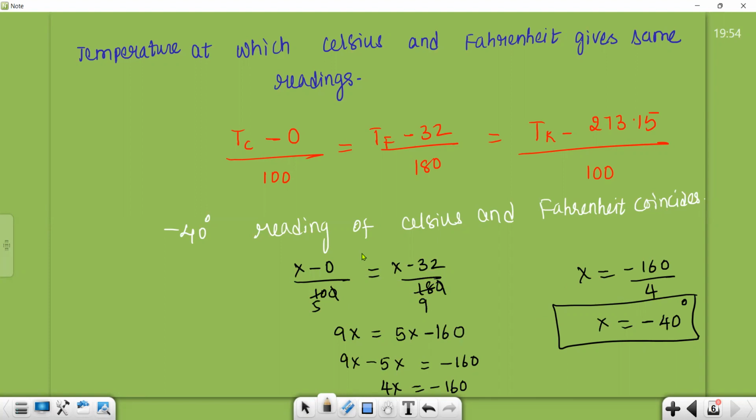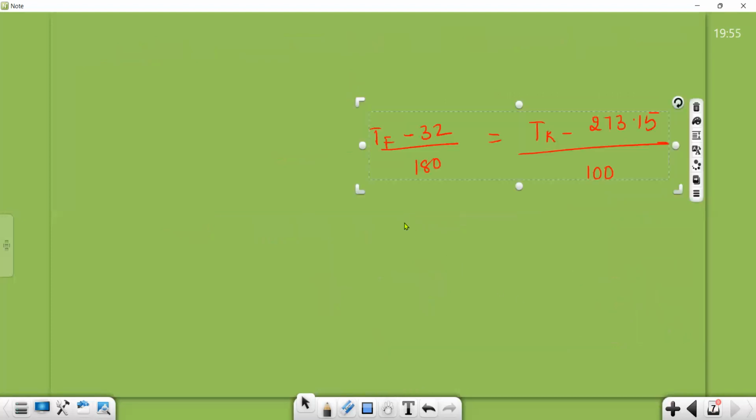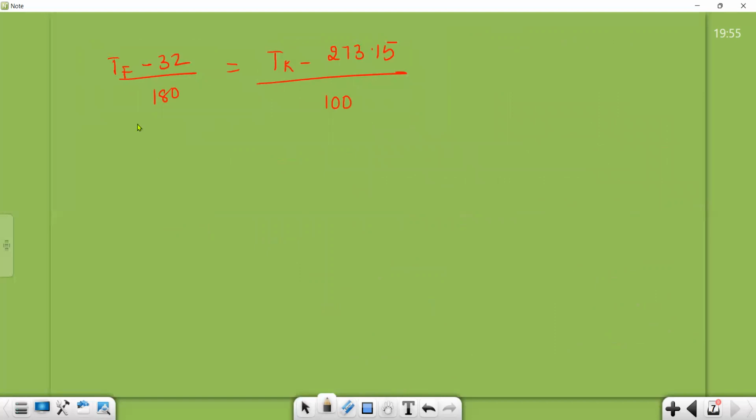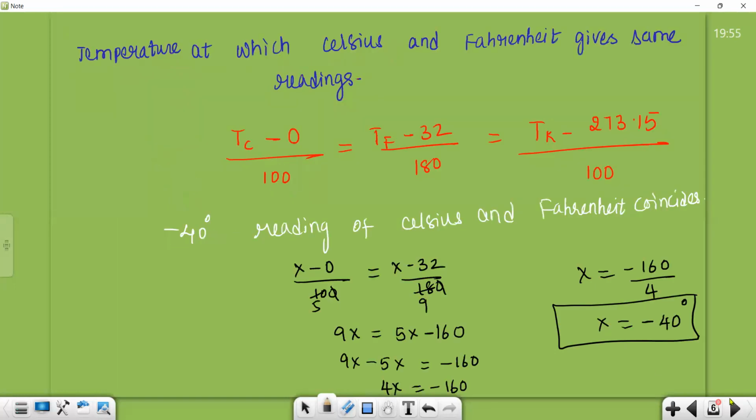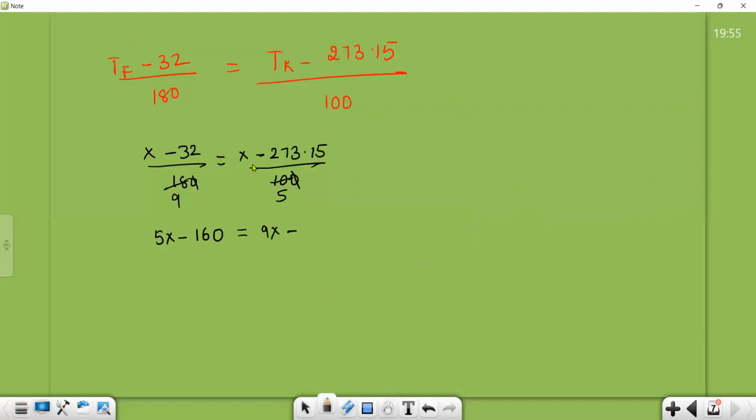Now, can we check where Fahrenheit and Kelvin become equal? For Fahrenheit and Kelvin, these two we have to take, right? So by taking these two, let us see. Let Fahrenheit be x. (x minus 32) by 180 is equal to (x minus 273.15) by 100. Again, 9s are 5s are, so 5x minus 160, 5 into 32 is 160, is equal to 9x minus 273.15 into 9. How much, students?